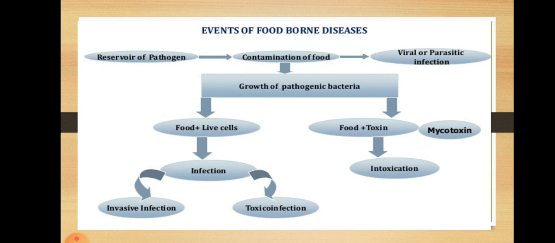Events of foodborne diseases. The contaminated food is the reservoir of the pathogen. When the food is contaminated with viral, parasitic, or bacteria, they are known as contaminated. Growth of pathogenic bacteria occurs in the contaminated food, and when this food is consumed, the food with living organisms is known as infection. Food plus toxins is known as intoxication. Infection can be invasive infection or toxic infection.